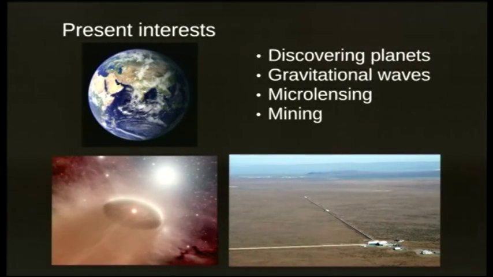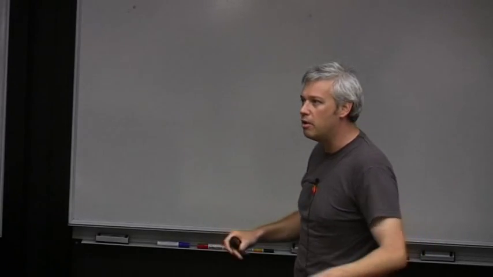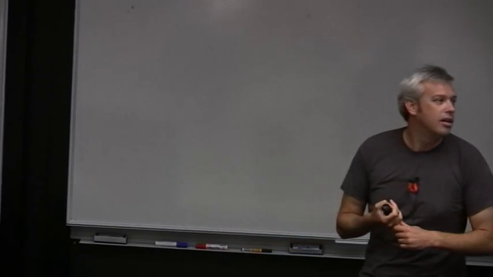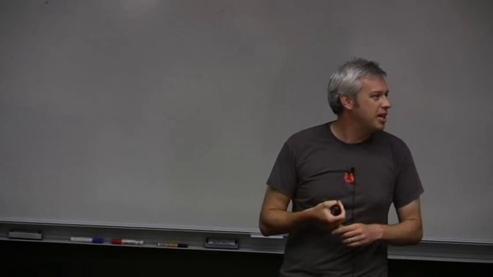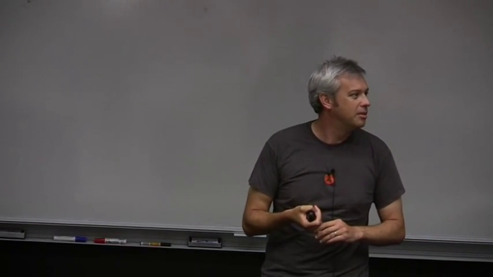What I'm presently interested in is discovering planets. It's like Pauline Arnaud in Victoria. I'm also interested in looking at gravitational waves, a prediction from the general theory of relativity. If you've got two really heavy things crashing into each other, like two neutron stars, you'll get waves in the very fabric of space-time. So cool being an astronomer, being able to say waves in the fabric of space-time.